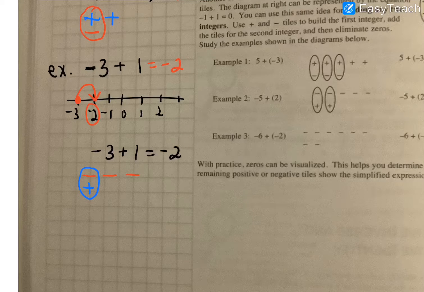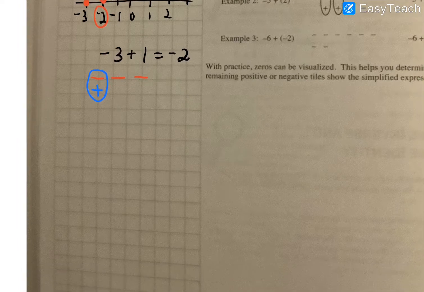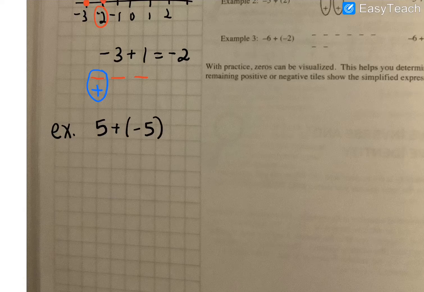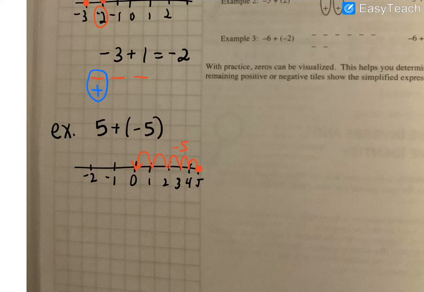All right, let's do one last one. Just a quick one. Okay, what if I have 5 plus negative 5? Okay, so if I have my number line, Cecil starts at 5. 1, 2, 3, 4, 5. All right, so Cecil starts over here, because that's the first number. And then because it's negative 5, Cecil goes backwards 5 spaces. So 1, 2, 3, 4, 5. So my answer would be 0.